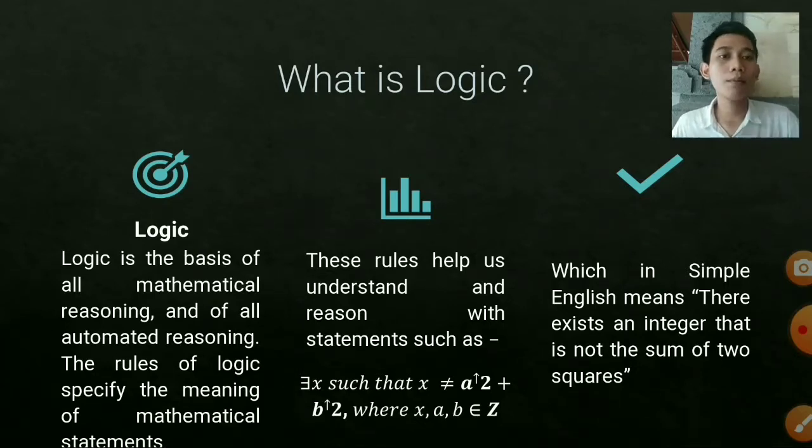These rules help us understand and reason with statements such as: there exists x such that x is not equal to a to the power of 2 plus b to the power of 2, where x, a, and b are elements of Z, which in simple English means there exists an integer that is not the sum of two squares.